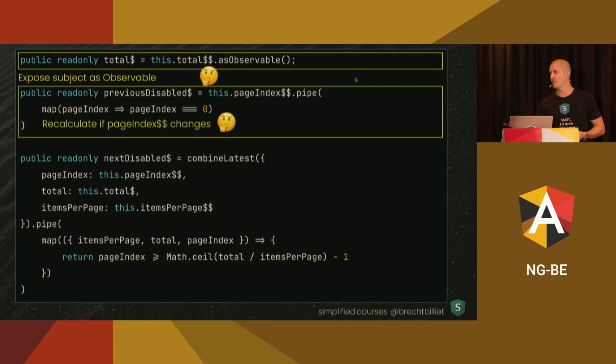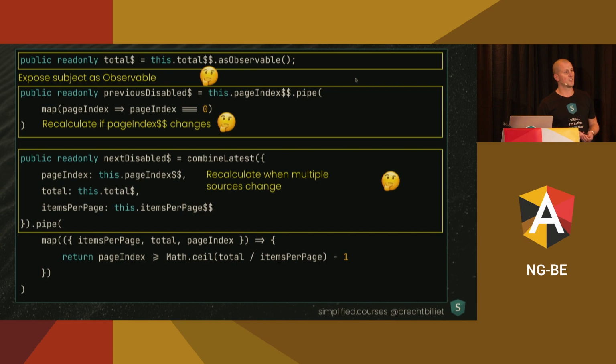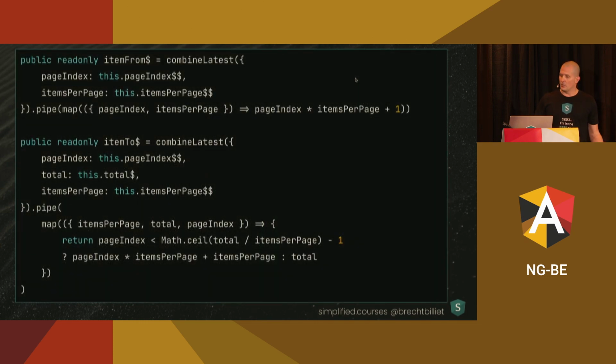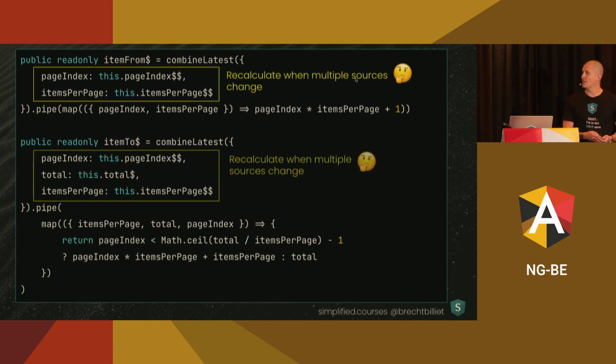The previous disabled is an easy one because we just have to map it. But if you look at the next disabled, so the observable that we will use when one of the next buttons gets disabled, it's based on 3 different source observables. We have the page index, the total, and the items per page. And as we can see here, this is reactive logic. This is what RxJS was built for. We have the same thing for item from and the same thing for item to. We can see that these observables are based on other observables. They're recalculated whenever one or multiple input sources change.